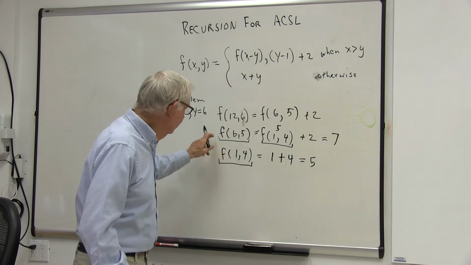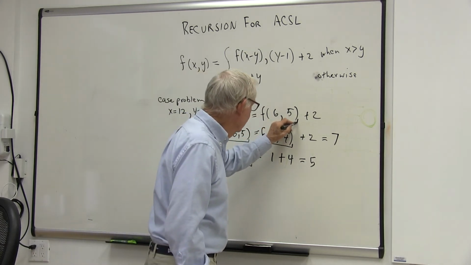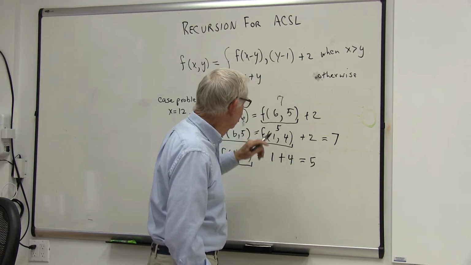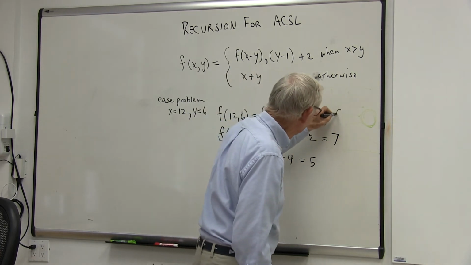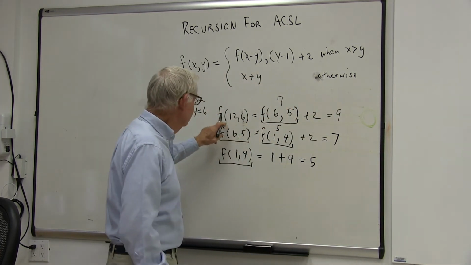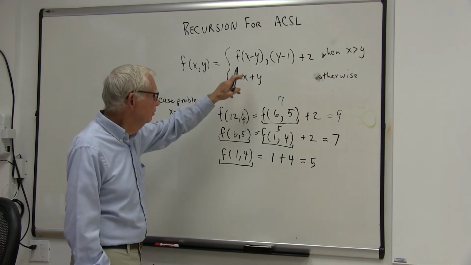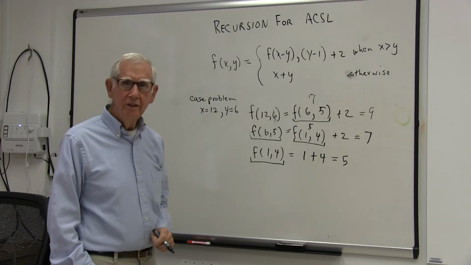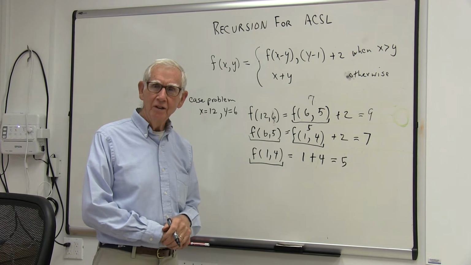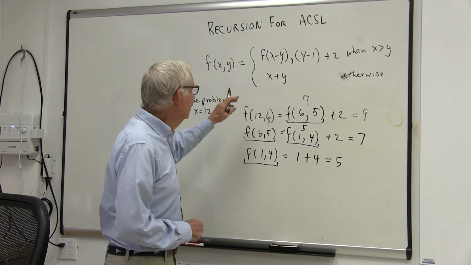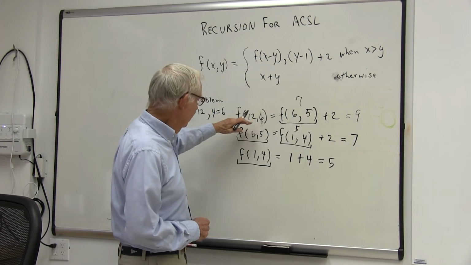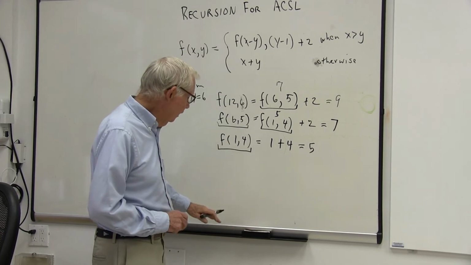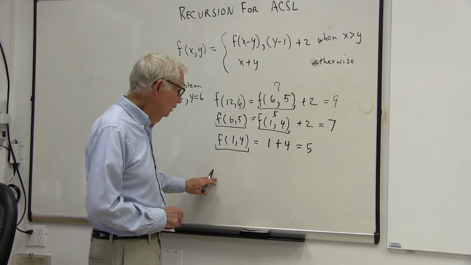Okay? So now, function of 6, 5, we know what that value is now, it's 7. So if I put 7 in here, 7 plus 2 equals 9. So what we now say is the function of 12, 6, according to these rules, has the value of 9. Is that clear? And that's how recursion works from an ACSL point of view. Now there are problems that have more stages in here. There are problems that have many more interim answers. But you just work your way down until you're able to define the problem clearly.